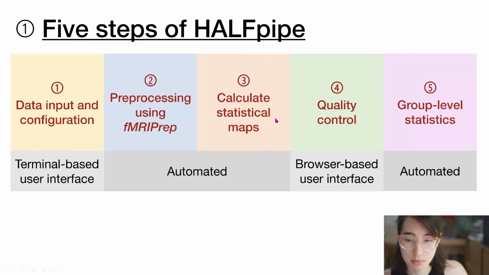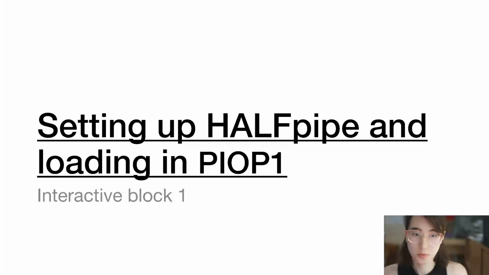Then we calculate statistical maps based on the pre-processed images. But before we can jump to step 5, which is group level statistics, we need to look at what our data quality is like, and also what our processing quality is like, because no matter how great fMRIPrep is, sometimes there are mistakes. And so we believe that it is important to look at every data set, every participant, and look at the quality. Is it good? Is it bad? We developed a browser-based user interface that I'm going to show later for that.